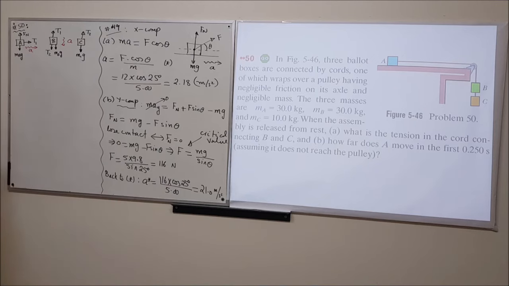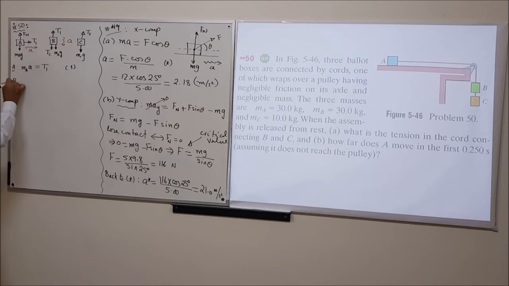So let's write the free body diagram, Newton's second law for each one of them. For A, what do we have? We only have motion in the x direction. So it will be mA times the acceleration is equal to T1. This is our first equation.